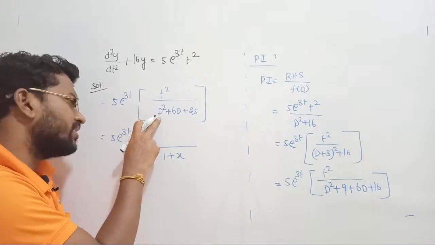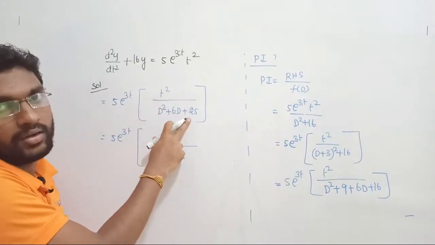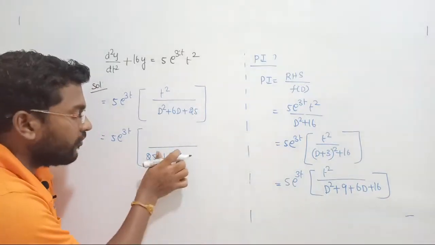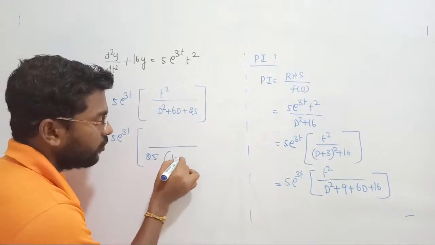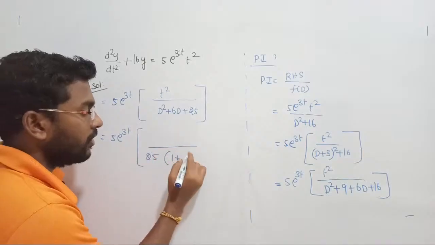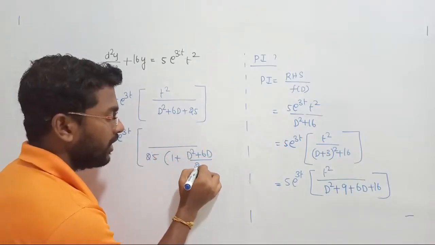If you want to take d square outside, you can take. If you want to take d outside, you can take. If you want to take 25 outside, you can take. It's your wish, but I am going with the constant. If I take 25 outside, what comes? It can be written as 1 plus. I am interchanging. If I take 25, 1 comes here. Writing that 1 first, it can be written as d square plus 6 into d upon 25.